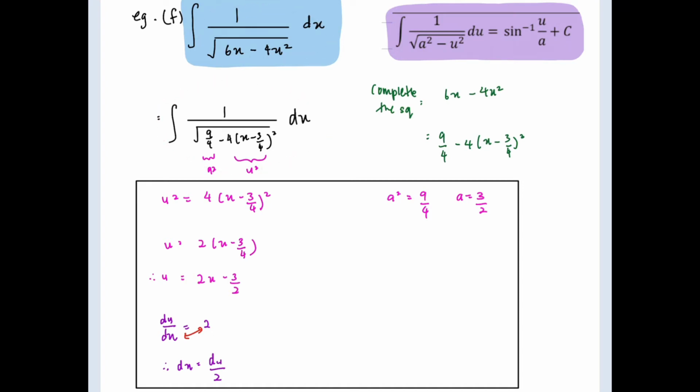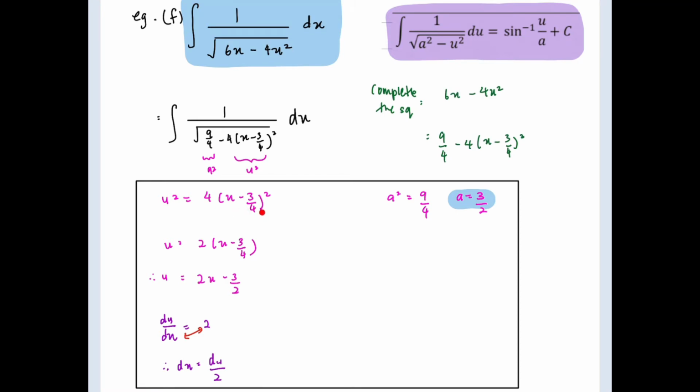Okay, when we have substituted the completed square here, it is very clear that you have something minus something. So you have a constant minus a variable. Now it's very easy to compare. This is our a squared, the constant, minus, and this is our u squared, the variable. Let's do the easier part first, the a squared, the constant. So a squared is 9 over 4, therefore your a is equal to 3 over 2. Now let's focus on our variable. So u squared is equal to 4 times (x minus 3 over 4) squared.